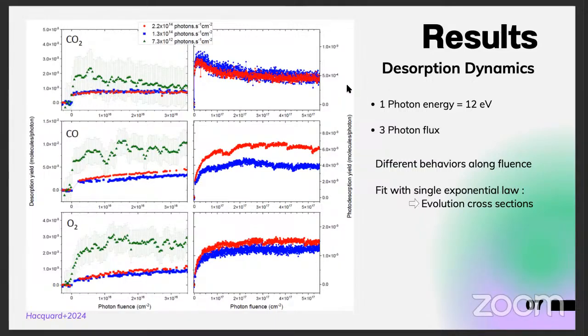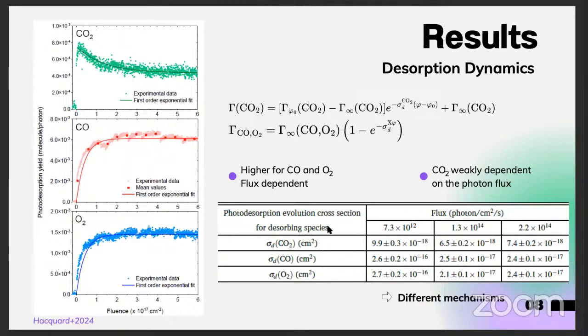So we try to quantify those desorption dynamics in order to obtain evolution cross-sections of the system that I show you right here on the table. And the first thing to notice is that the evolution cross-sections are higher for CO and O2 than for CO2.